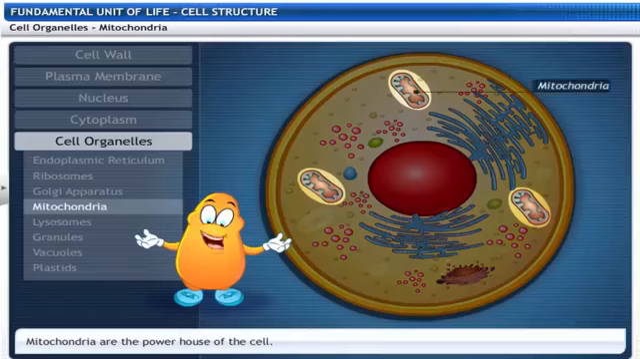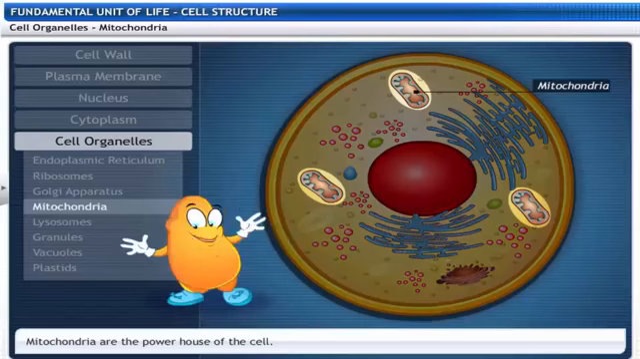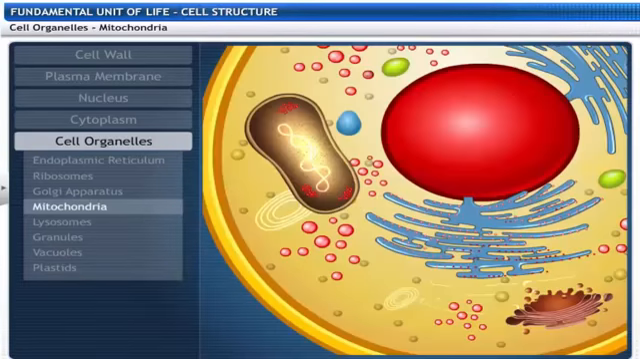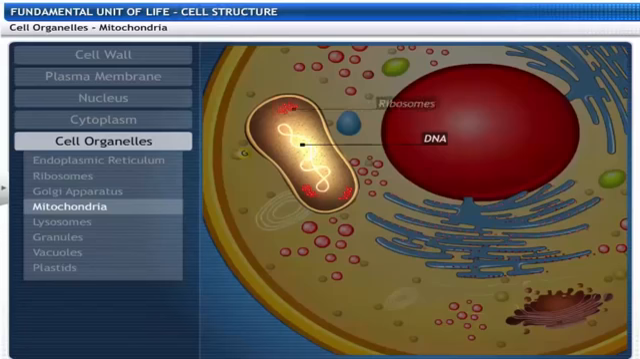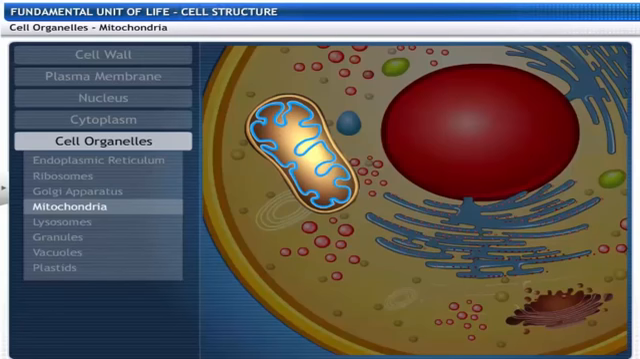This is the powerhouse of the cell called mitochondria. They have their own DNA and ribosomes to synthesize respiratory enzymes. These enzymes oxidize glucose molecules to produce energy in the form of adenosine triphosphate, or ATP. This energy is used for chemical activities and mechanical work.